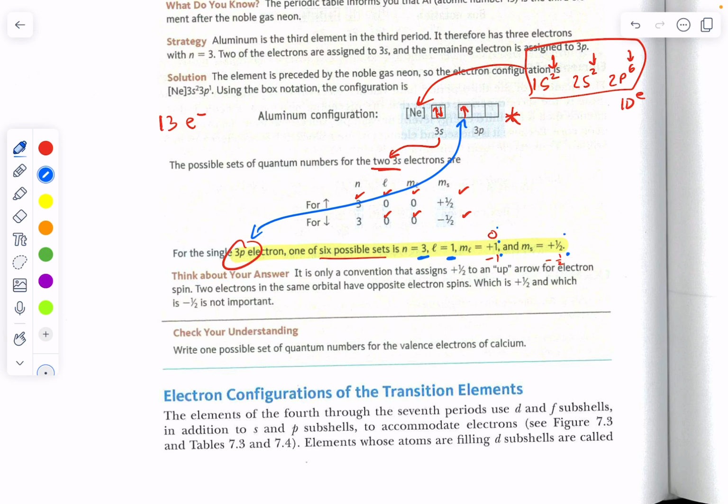And you can see that if you're going to use a +1 and either a +1/2 or a -1/2, or you're going to use a 0 and a +1/2 or a -1/2, or you want to use a -1, +1/2, or -1/2, you have a total possible of 6 different ways to write the quantum numbers for the 3p electron. 6 different possible ways, and every one of them would be right. Let's see, I think that covers that pretty thoroughly.